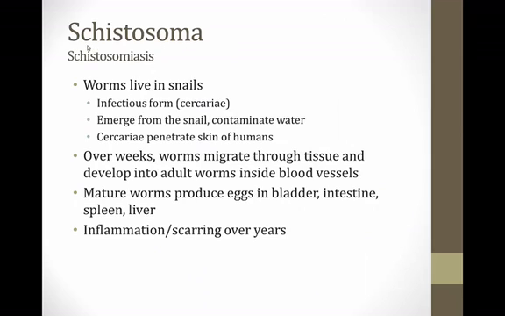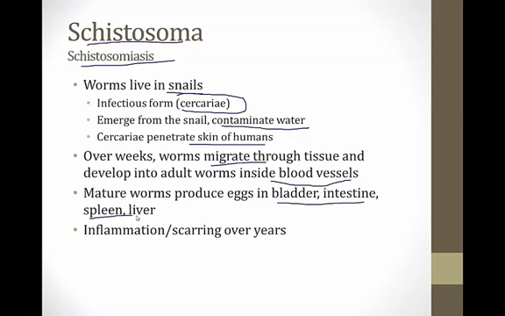The first fluke is schistosoma, which causes schistosomiasis. So these worms live in snails, and the infectious form, which is called cercaria, emerge from the snails and contaminate water. And once they get into the water, they can penetrate the skin of humans. Over a few weeks, the worms migrate through your tissues, and they develop into adults inside of blood vessels. Then they produce eggs that will deposit in the bladder and the intestine and the spleen and the liver.